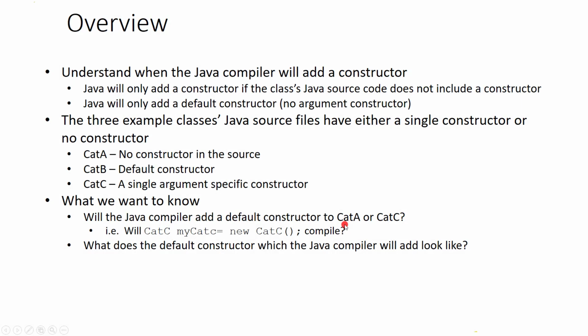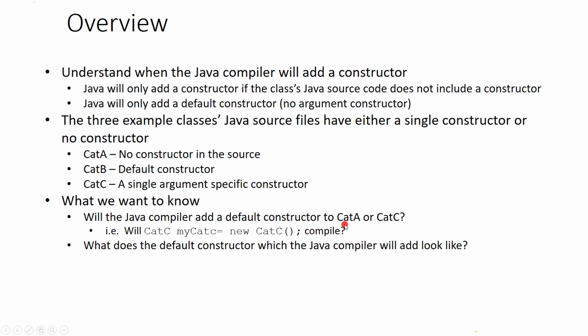Luckily, there are really just two rules that we need to know to understand when the Java compiler will add a constructor and what type of constructor it will be. The first rule is Java will only add a constructor if the class's Java source code does not include a constructor, and the type of constructor it will add will always be the default constructor, or the no argument constructor.